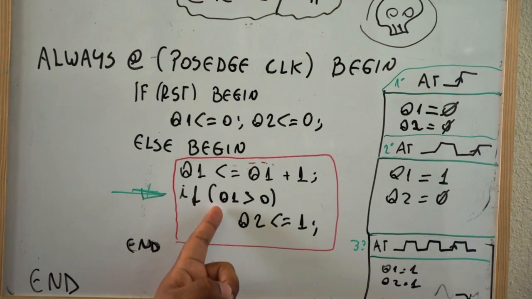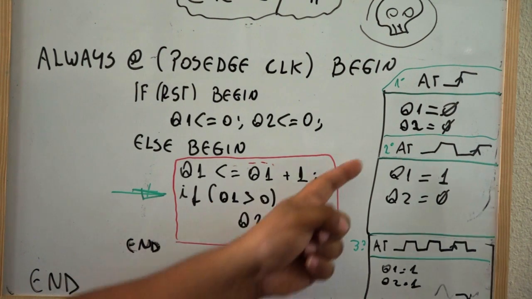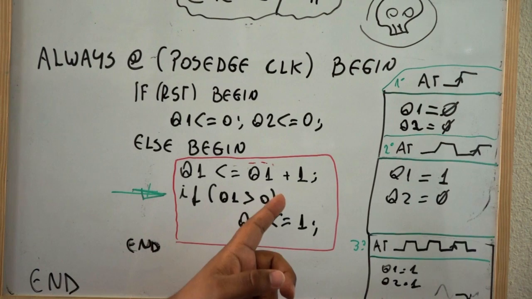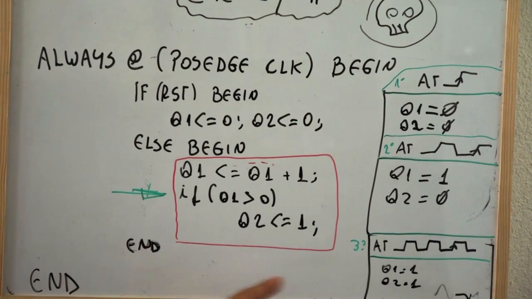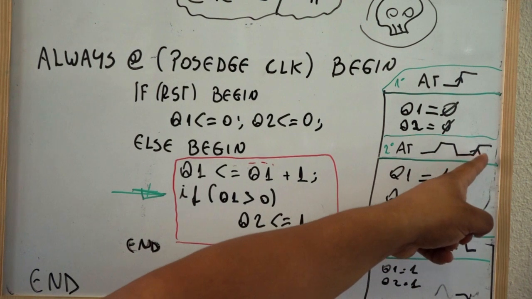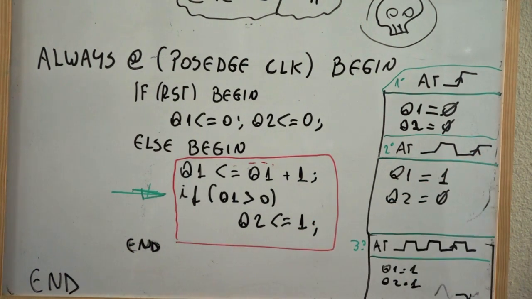Okay? This if will execute only in the second rising edge of the clock. Which means Q1 will be updated only at the end of the always block. So this if will only be available in this moment here, in the second rising edge of the clock. And Q2 will have the value of 1 in the third rising edge of the clock. Imagine that you put another if here. If Q2 equals 1, this will not execute as well in the second rising edge of the clock.